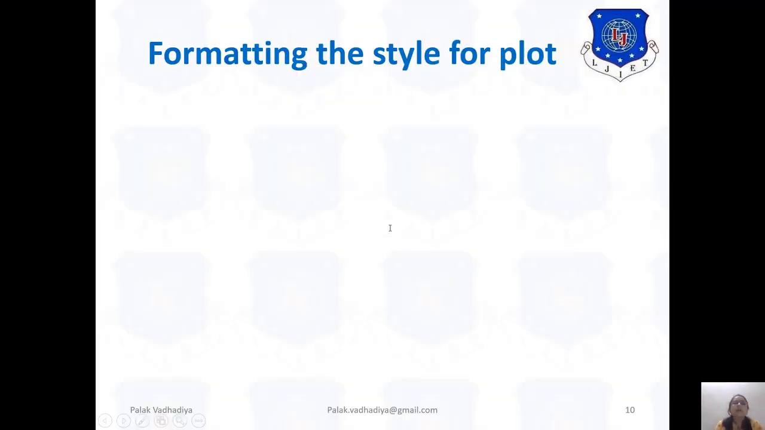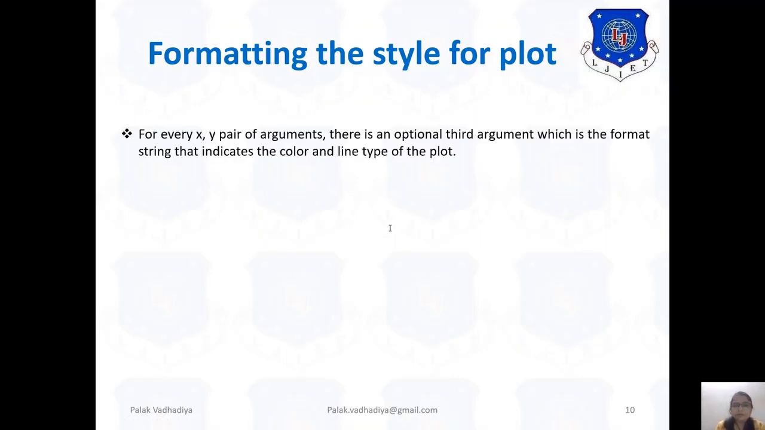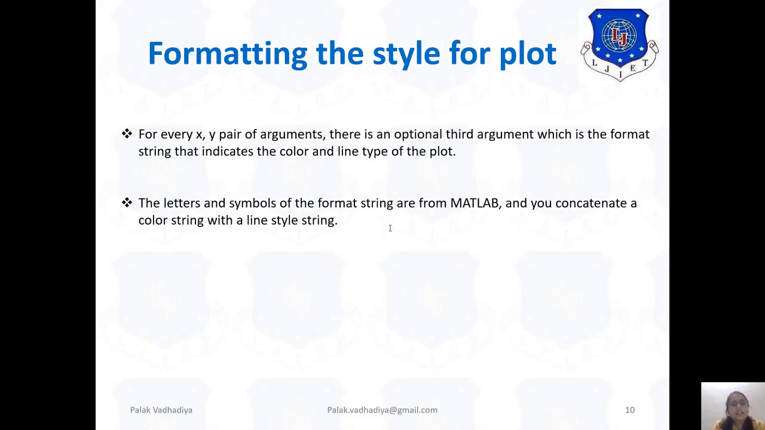Now let's discuss the formatting and style for the plot. For every x, y pair of arguments, there is an optional third argument, which is the format string that indicates the color and line type of the plot. As I discussed, you can change the color from blue to red, yellow, magenta, anything. And also you can change the style from line to dot, to dashed line, anything. The letters and symbols of the format string are from MATLAB, and you can concatenate a color string with a line style string.